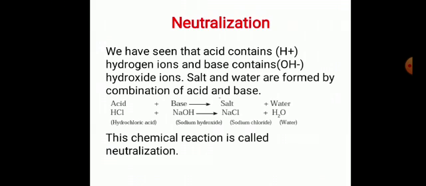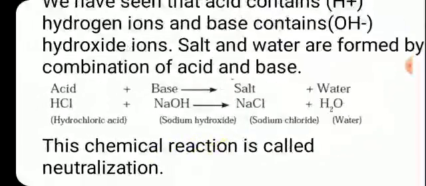Let us study the neutralization reaction. We have seen that acid contains H+ hydrogen ions and base contains OH- hydroxide ions. Salt and water are formed by combination of acid and base. Acid reacts with base and salt and water is formed. Hydrochloric acid HCl reacts with sodium hydroxide NaOH and NaCl salt is formed along with water, and this chemical reaction is called neutralization reaction.